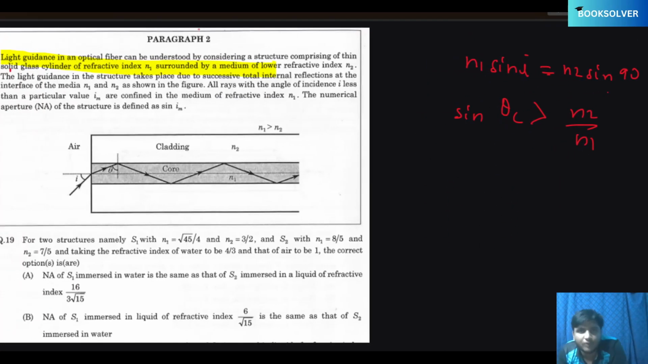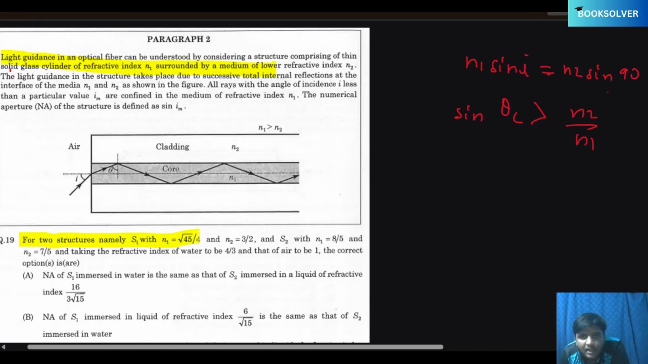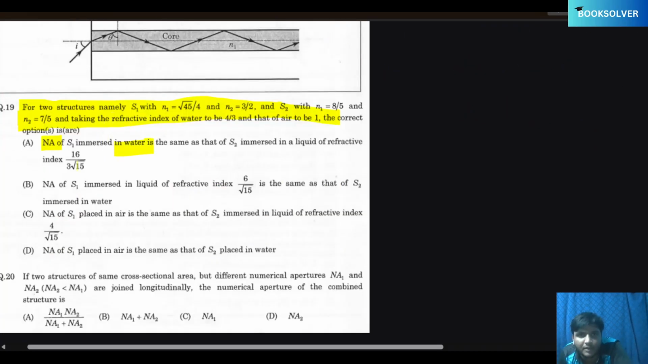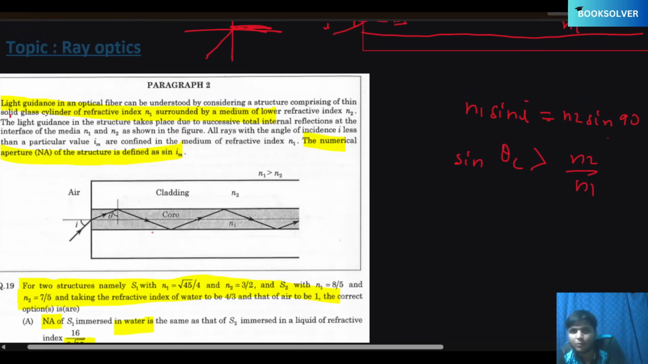Now moving on to our question 1, we read that they're given two kinds of structures with their N1 and N2, basically the core and cladding refractive indexes have been given here. Now they are asking for numerical aperture. They have given the definition also. It is nothing but the sine of I here. So we have to equate them with the given conditions, because they have given water as a medium and something like that. So what we will do here is derive a common equation and then put in all the values to find which of the options are correct.